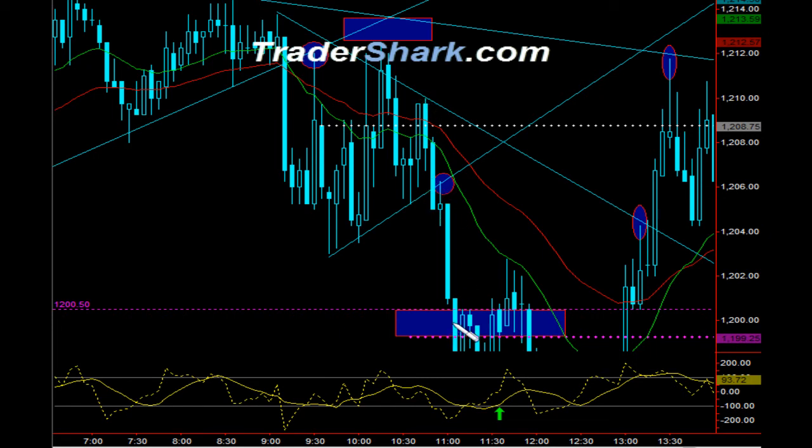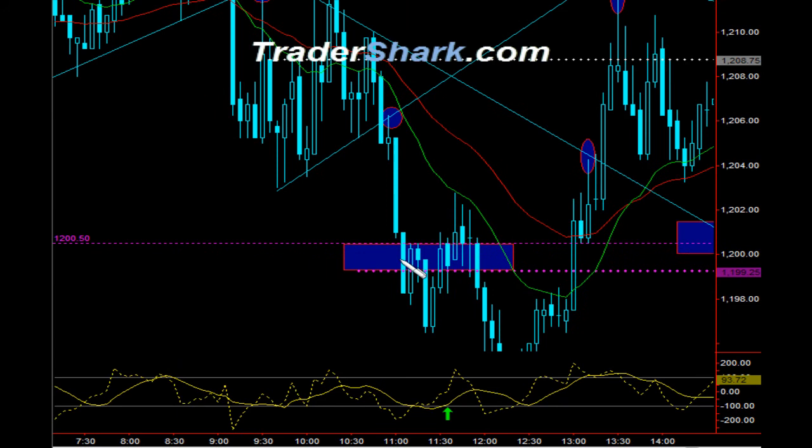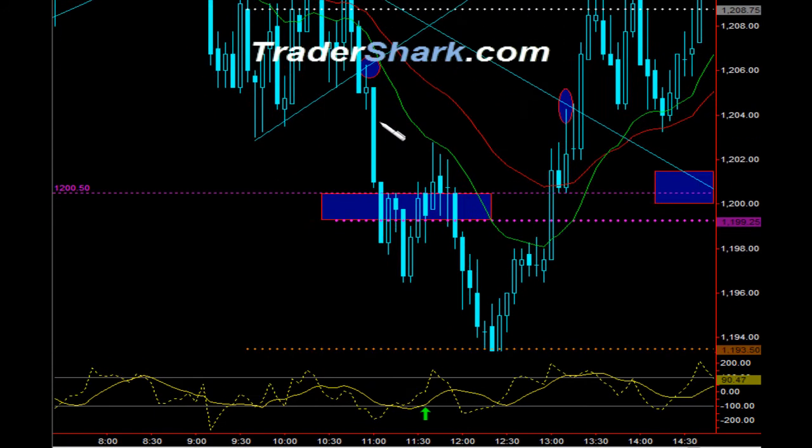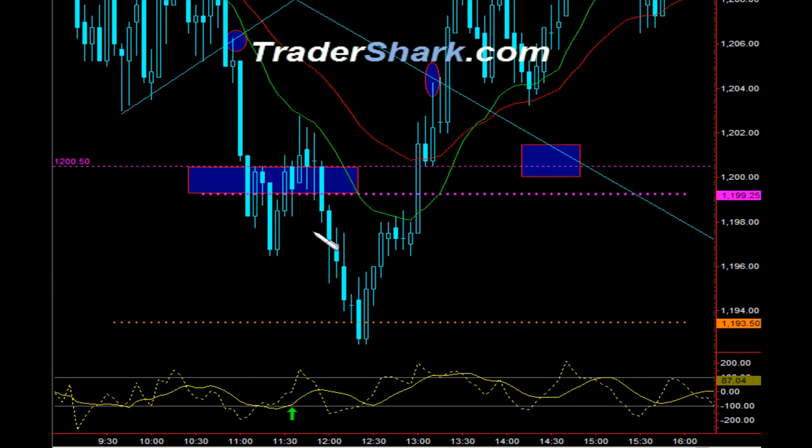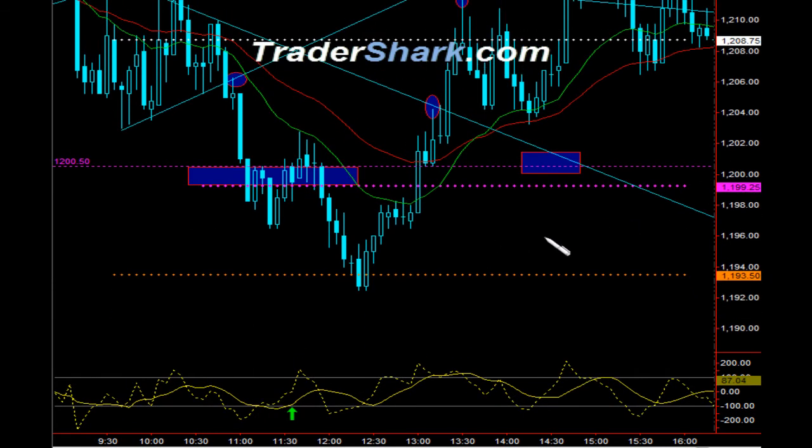Another wedge pattern broke to the downside, hitting our target pattern for the first wedge, and then eventually hitting our target pattern for the second wedge down here. Just an awesome trading day. We'll get into the daily trade setups here in just one moment.